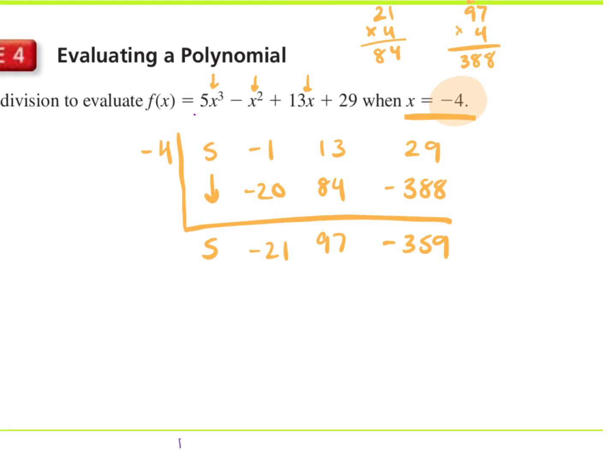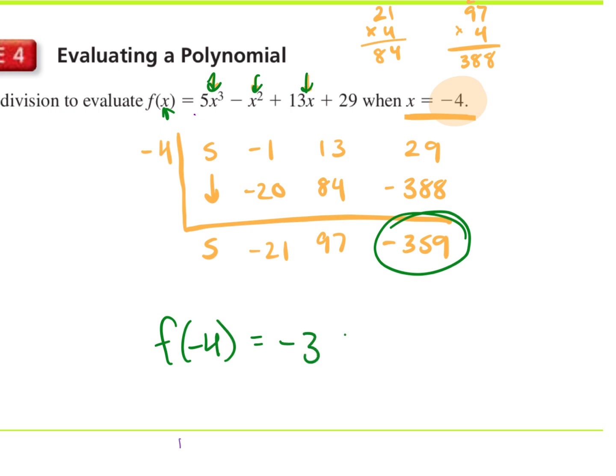Now, for our solving ones, when it says evaluate, just the remainder is our answer. So when x is equal to negative 4, if I plugged it in, I get negative 359. If you want to, you can plug it into all the x's and evaluate it that way, and you'll get the same thing. It'll be a little bit longer, a little bit more work when you plug it into each number. So synthetic division is kind of like a shortcut to evaluate. So f of negative 4, when I plug negative 4 into the x's, I get negative 359.